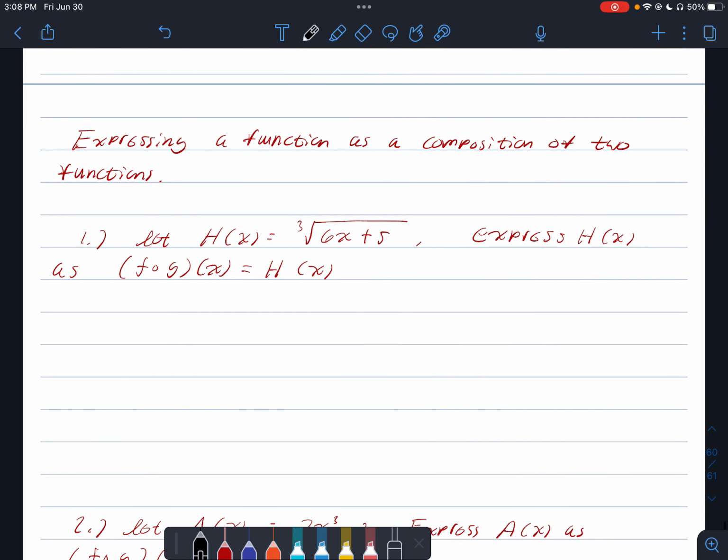Now, there's another topic involving composition of functions that you're probably going to see in your homework, which is expressing a function as a composition of two functions. This has been a difficult topic for students in the past, so I figured I would go ahead and cover it a little bit here.